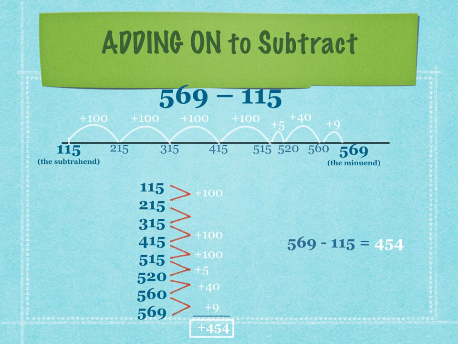So here's another way to look at it. At the top, you'll see the open number line that we just did in the last slide. And on the bottom, you'll see the numbers stacked. So I started with 115, my subtrahend, and I added 100 to get 215. And then I added 100. Oops, it looks like it's missing. I apologize, to get the next number. And then I added 100, and then I added 100. And then I took a leap of 5 to 520, a leap of 40, and a leap of 9.